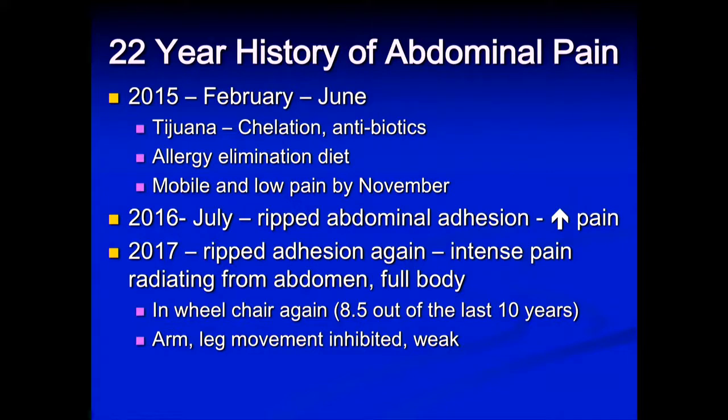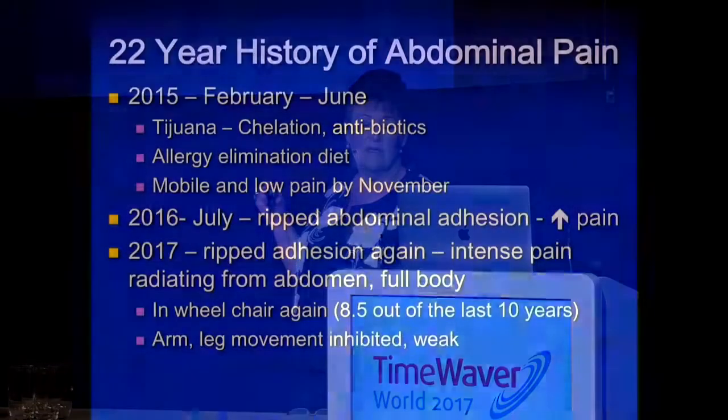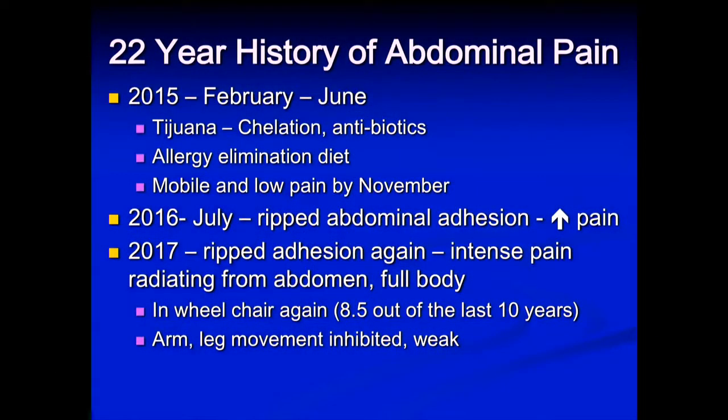2016, July, she was doing something and she felt an abdominal adhesion tear, and that increased her pain. 2017, she ripped an adhesion again, intense pain that radiated from her abdomen and went to the full body, okay? So she was in a wheelchair again. So when you added up all the times that she was in wheelchairs, it was 8.5 out of the preceding 10 years. So when I saw her, she was back in a wheelchair again.